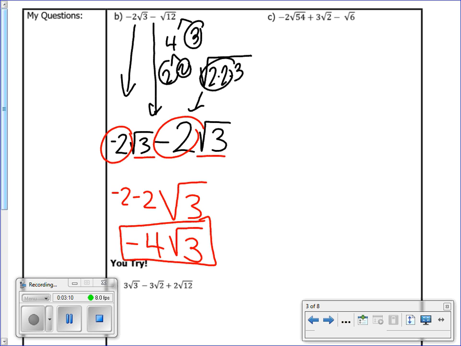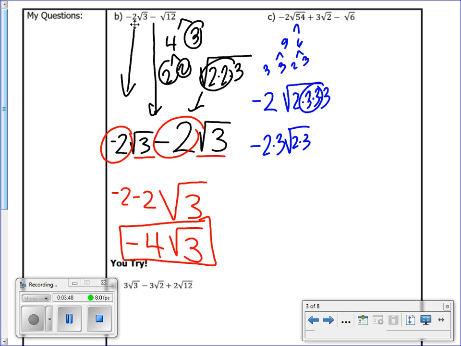Letter C, we're getting a little bit more difficult. We're adding in an extra term, but it's the same thing, okay? So we have negative 2 square root 54 plus 3 square root 2 minus the square root of 6. Again, you want to break down what you can. I can break down 54. 54 breaks down to 9 and 6. 6 is 2 and 3. 9 is 3 and 3. So we have negative 2 square root 2 times 3 times 3 times 3. We take out twins. So we have negative 2 times 3 square root 2 times 3. And that gives us negative 6 square root 6.